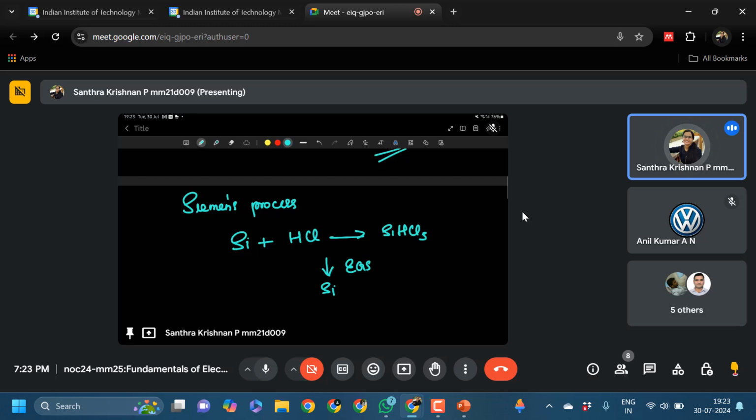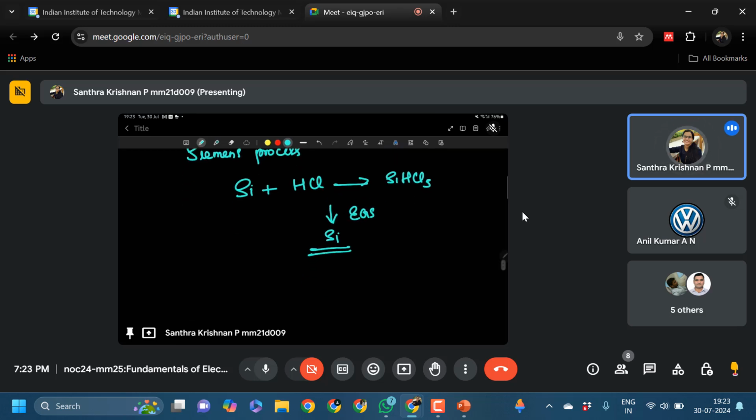So this is a repeated loop process. In each step, again there will be traces of SiHCl3 and this will again be reacted with Si, and finally at the end we will get the electronic grade silicon. And electronic grade silicon, as we already said, has impurities at the ppm level. So is the submerged arc electrode process and Siemens process clear?